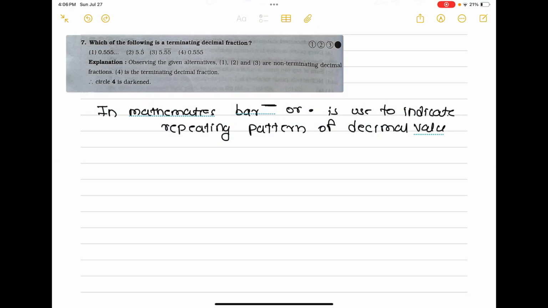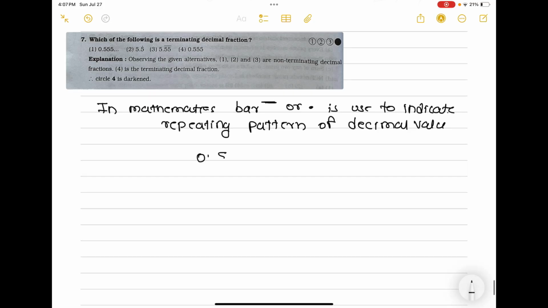What of the following is a terminating decimal fraction? Okay, 0.555 with dots, 5.5 dot, 5.55 bar, then 5.555. Here they ask for terminating, meaning no dash, no dot. Only the fourth option has no dot and no dash, meaning no bar, so that means that is terminating. So 0.555 is terminated.